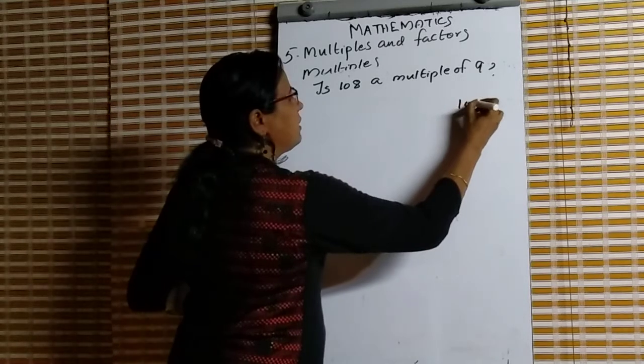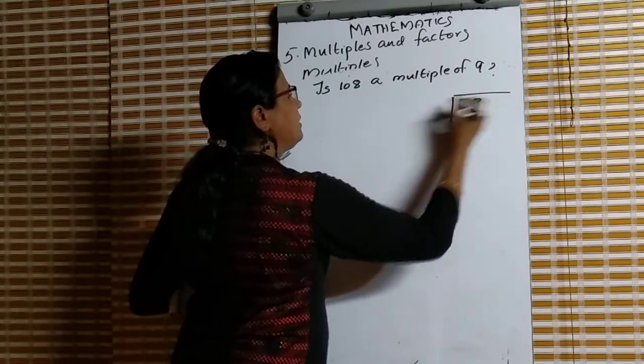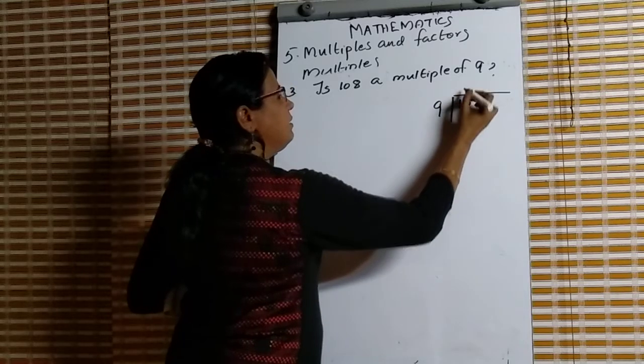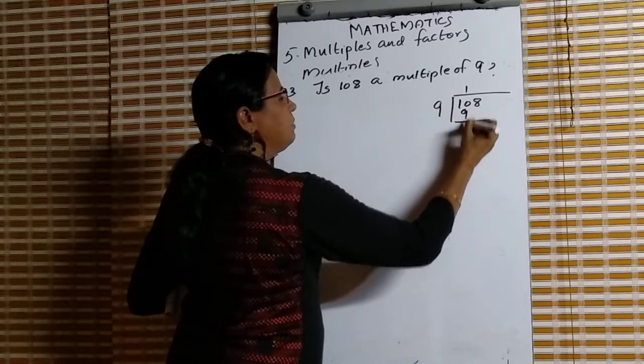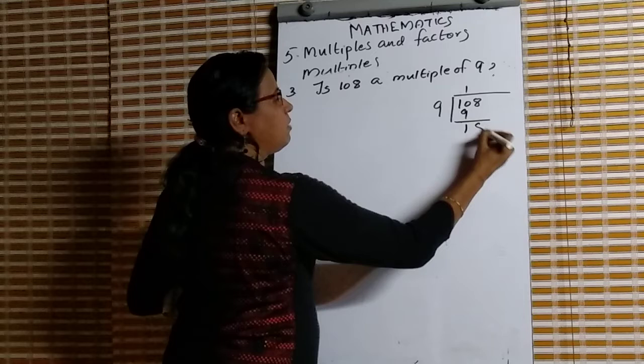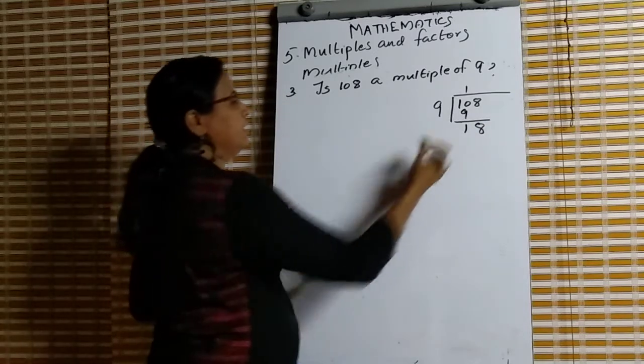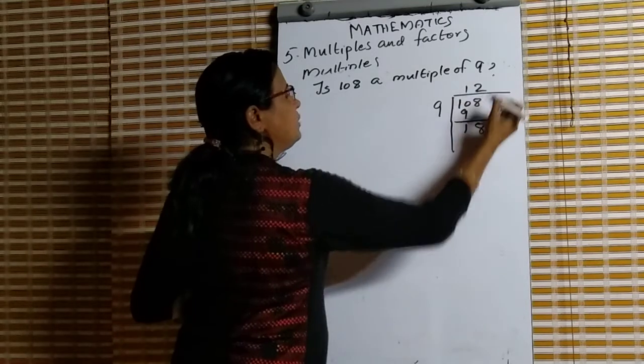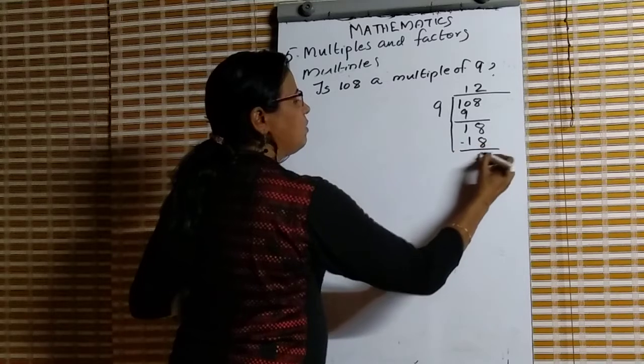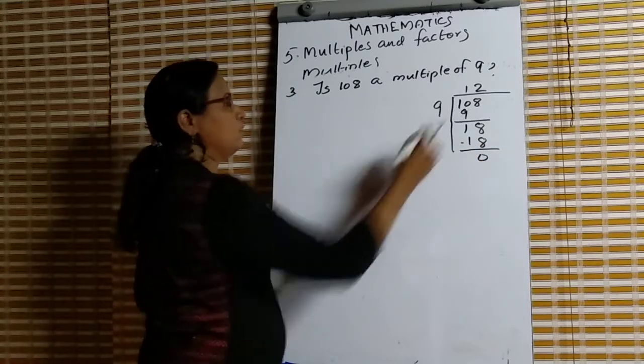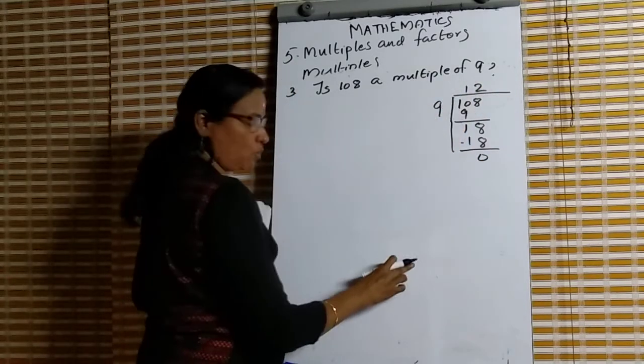Listen, 108 divided by 9. 10, 1 nine is 9. 10 minus 9, 1. Bringing down the next number, 18. 18 divided by 9, 2 nines are 18. So our remainder is 0 and the quotient is 12.